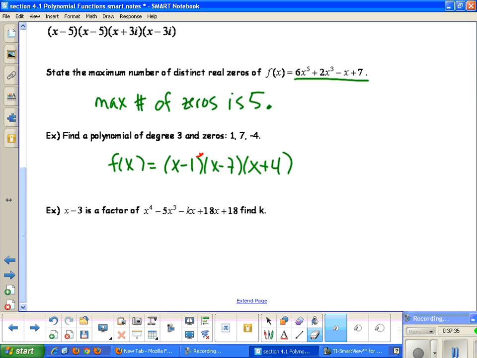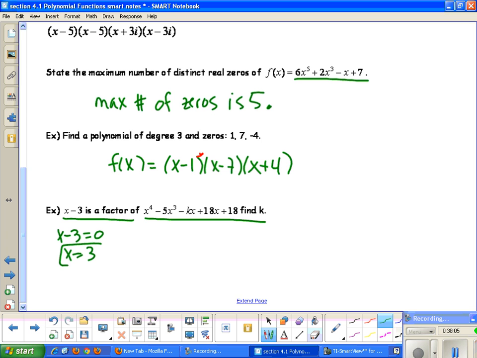The next example says x minus 3 is a factor of this polynomial equation. We want to find k. If I want to find k for this polynomial equation, I have to think about what we said in the problem. The question says that x minus 3 is a factor of this. And remember, if it is a factor, then by the remainder theorem, it's going to be equal to 0 when I set x minus 3 equal to 0, so x is equal to 3. So I know that 3 is going to be a 0 of my equation, and when I plug it in for x, it should be equal to 0.